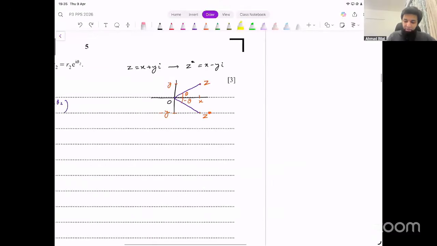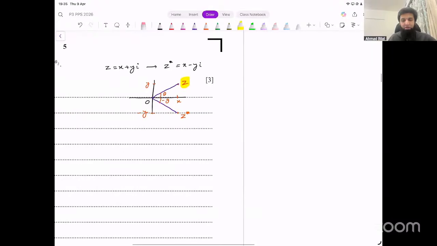We have this complex number z. Where is its conjugate going to be? Its conjugate is going to be with the same real part, but the imaginary part will become negative. Real part will remain the same. Imaginary part will become negative. So it's going to go down there, right?